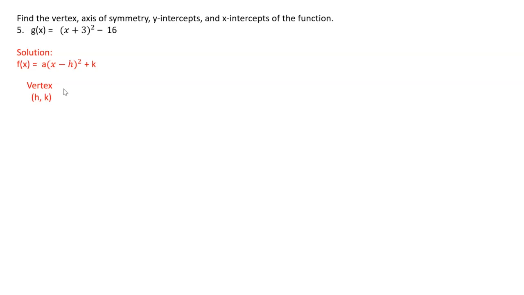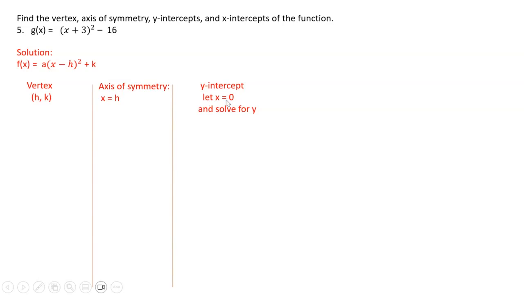Okay, now it says find the vertex, axis of symmetry, y-intercept, and x-intercept of the function. Like I was saying, the vertex is visual. It's going to be (h, k). After we get the vertex, the axis of symmetry is also going to be x equals h. That's also visual. Now, for the y-intercept, we have to let x equal 0 and solve for y. And for the x-intercepts, we have to let y equal 0 and solve for x. Okay? So here we go.